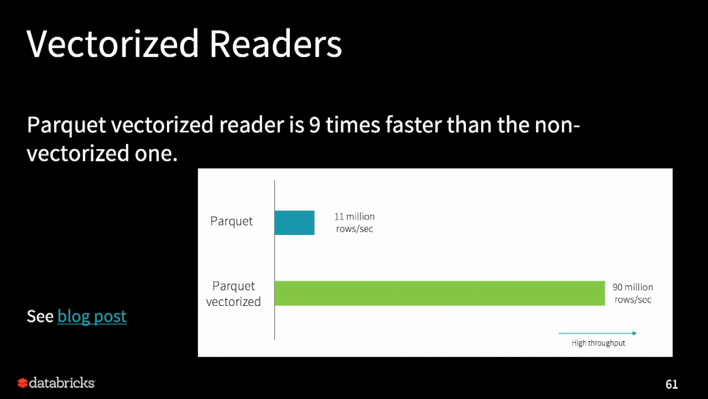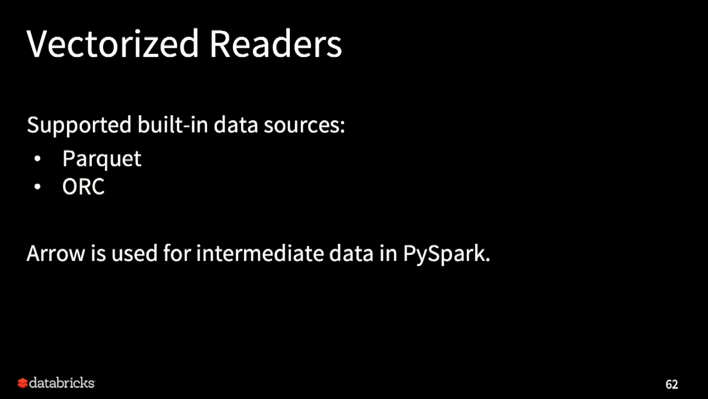So these vectorized readers, because you can read in batches, and because it fits the original file format, the performance can be much, much better than the ones that are not vectorized. In this case, the performance can be 9 times faster than the non-vectorized version. Currently, Apache Spark has built-in support for vectorized readers for the Parquet format and the ORC format. More support for other file formats is on the way.